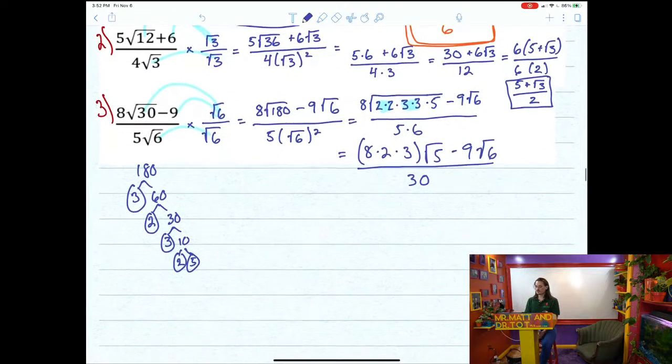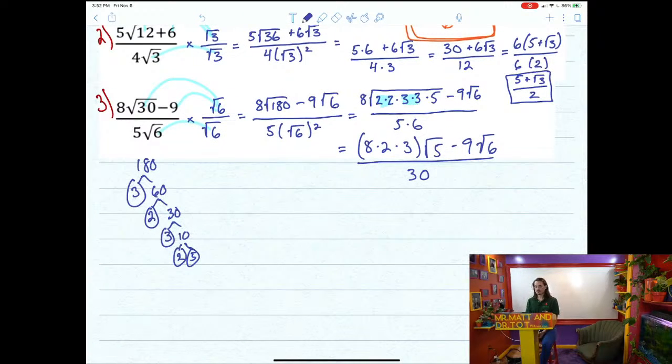For number 3, we have (8 root 30 minus 9), quantity divided by 5 root 6. So I'm going to multiply by root 6 over root 6. That's going to give me (8 root 180 minus 9 root 6), quantity divided by 5 times the square root of 6 squared. I can take 180 and factorize it, so that's going to break down into 3 times 60.